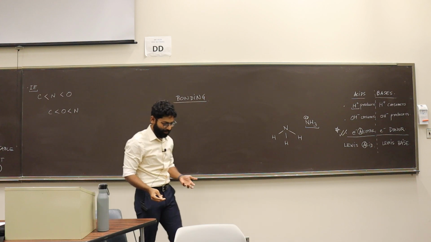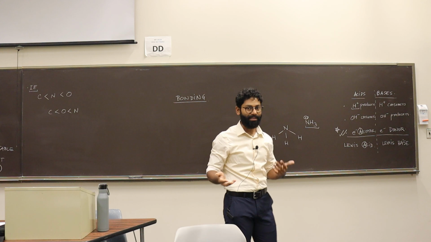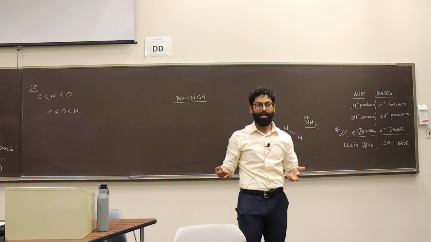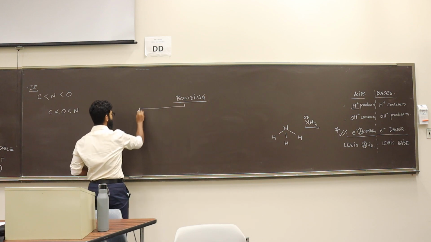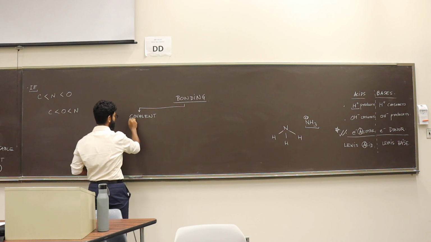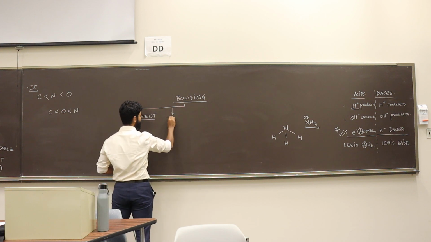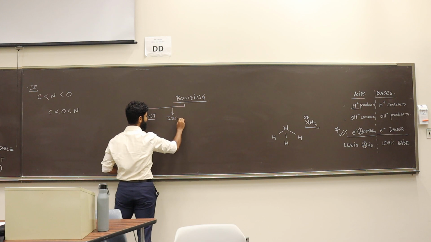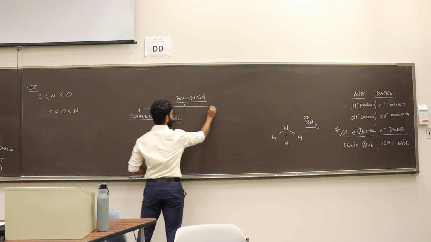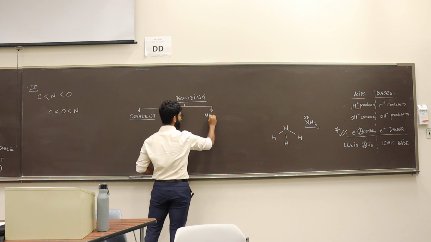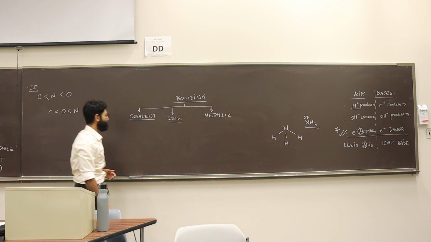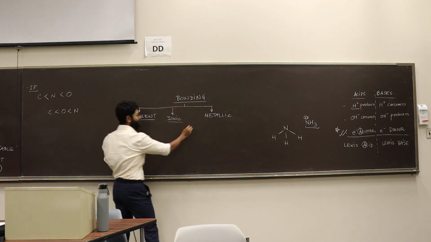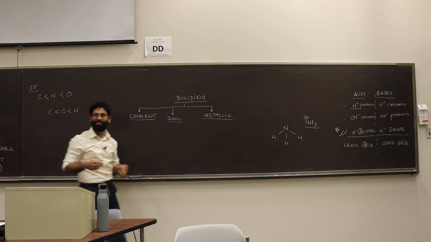Bonding happens because the elements need stability. So there are different types of bonding that we'll be looking into. The most common would be covalent. Then we'll have ionic. Then we'll have metallic bonding. Covalent and ionic you must have heard before.